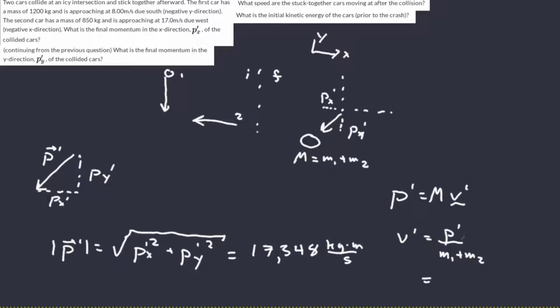So I can plug in all these numbers. I know p prime from this magnitude here, 17,000. I know m1 and m2 from the problem. So if I plug this in, the number that I get is about 8.46, or round that up to 8.5 meters per second, given the number of significant figures that I have in this problem.